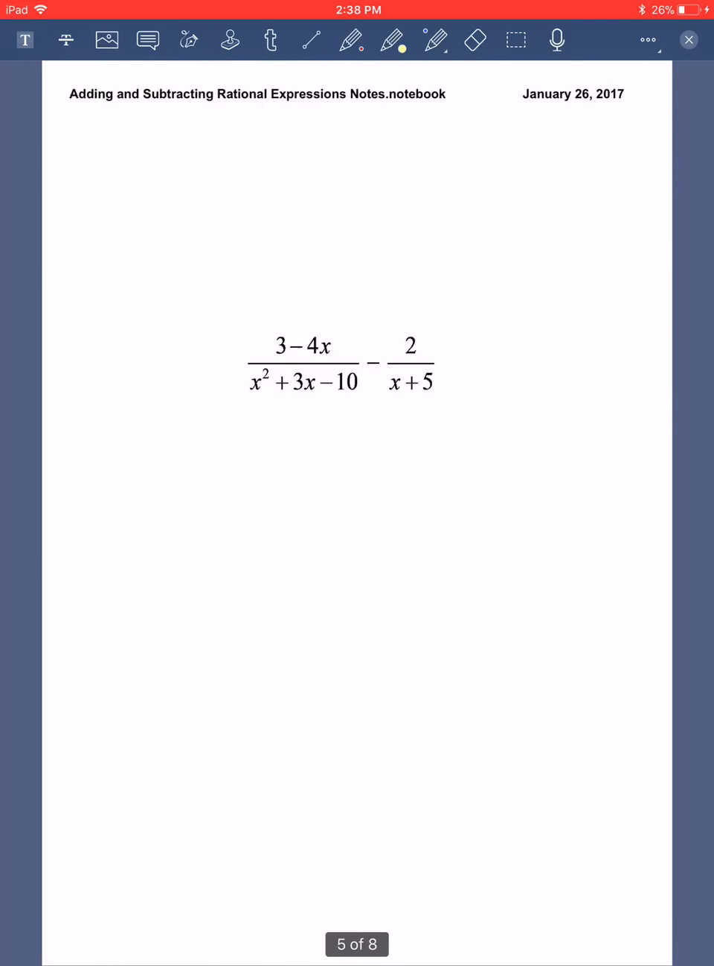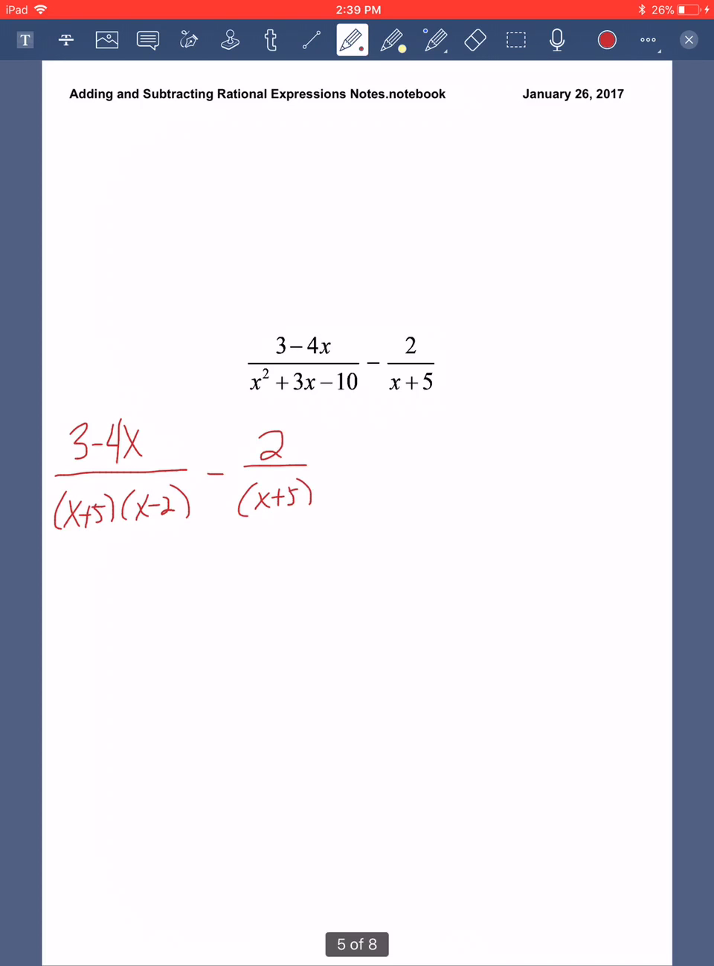Next up, I have 3 minus 4x over x squared plus 3x minus 10 minus 2 over x plus 5. So I don't have common denominators, so I'm going to factor first. So 3 minus 4x, I can't do anything to. Over x squared plus 3x minus 10 factors to be x plus 5, x minus 2. And then I've got minus 2 over x plus 5.